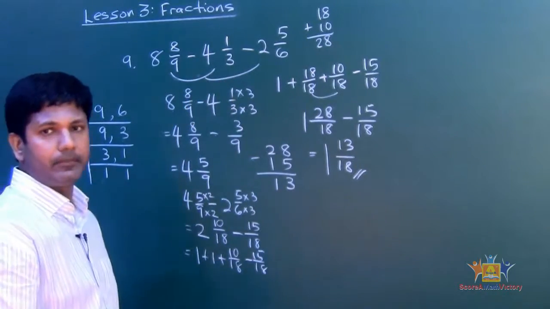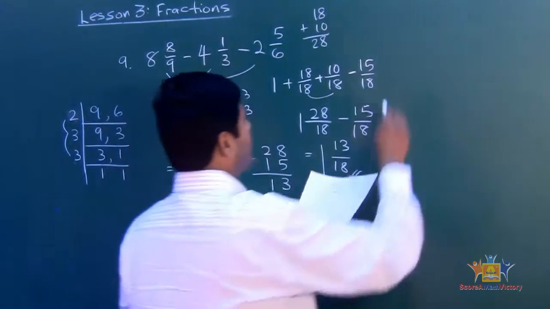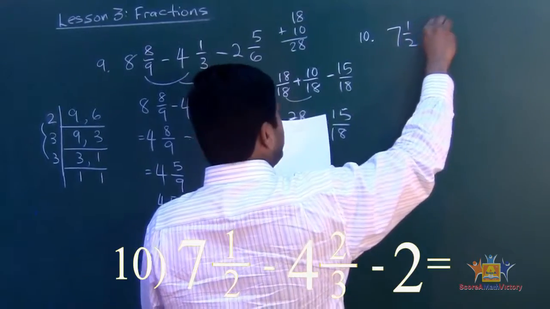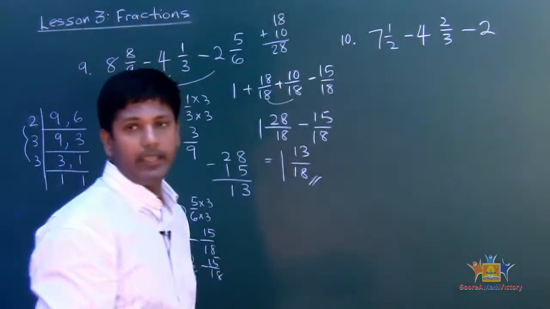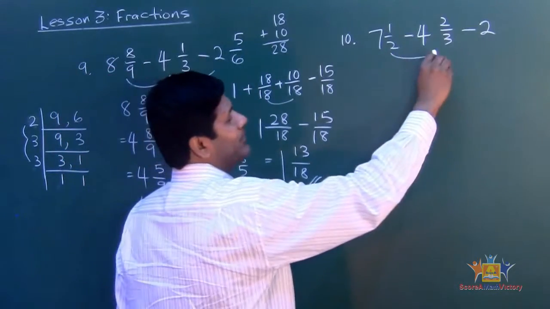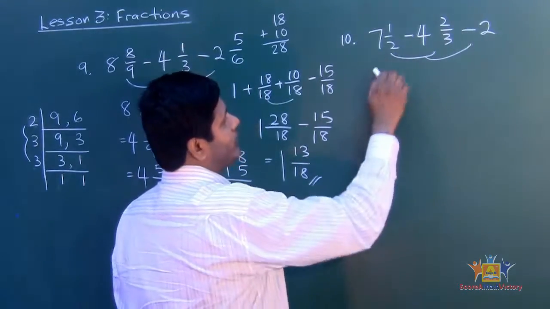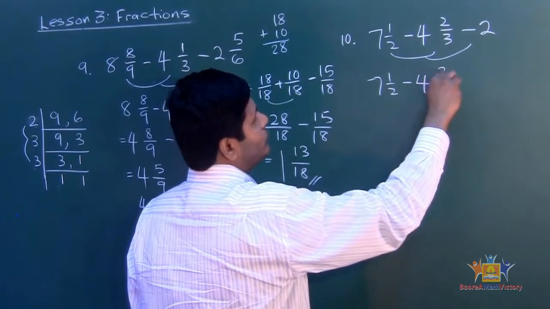The pairing method. Okay, let's look at problem number 10, the final problem. So number 10, you're given 7 1 over 2 minus 4 2 over 3 minus 2. Again, what method are we going to use? The pairing method. Good job. So we're going to pair this first and then solve it, and then we're going to solve it with that one. Okay, so we're going to write down 7 1 over 2 minus 4 2 over 3.